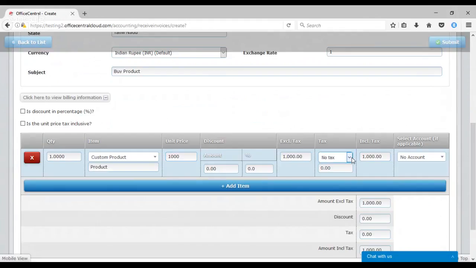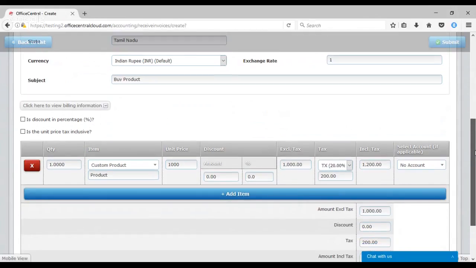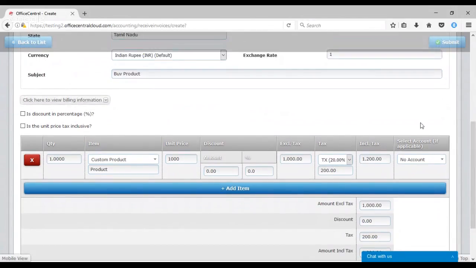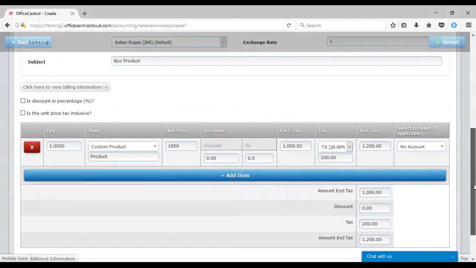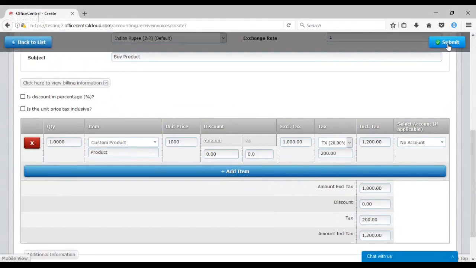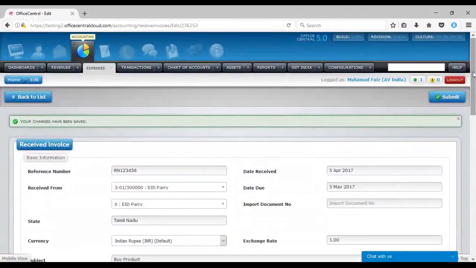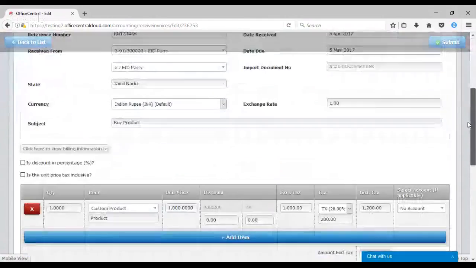And now you select the tax. Let's say during this transaction, this is standard rated. So you select standard rated, and then the system would know what is the total. The standard rated includes the CGST and the state GST inside. Then you select submit. That's it. That's how easy it is to do the transaction for the receive invoice.